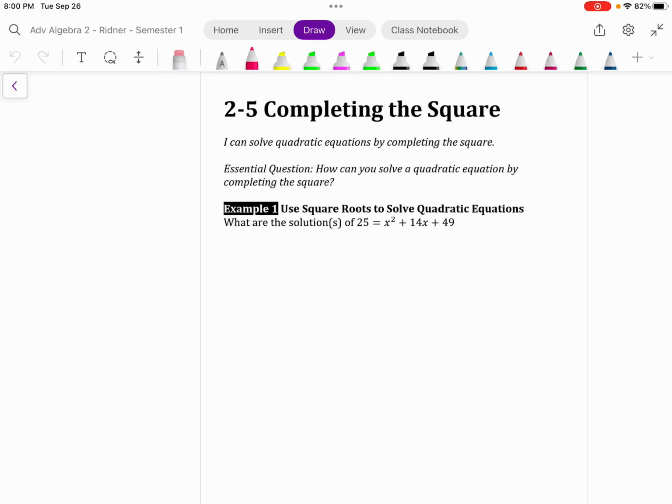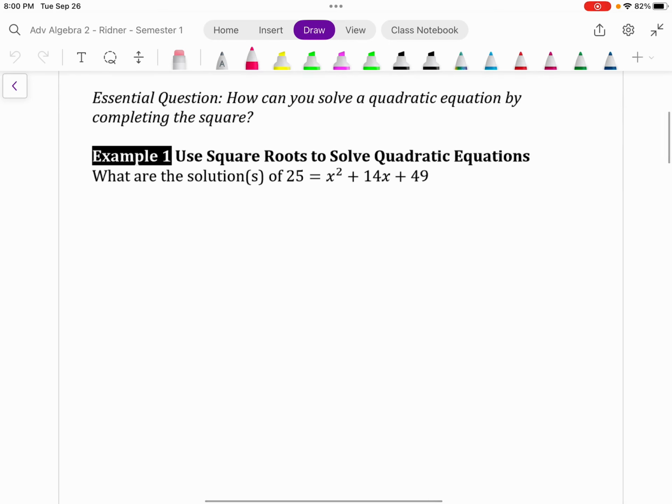Okay, next up, we're going to take a different route to solve equations. So we did factoring already, and factoring works great when the number is a nice number, meaning a decent fraction or an integer. But what if that's not the case? How can we solve?